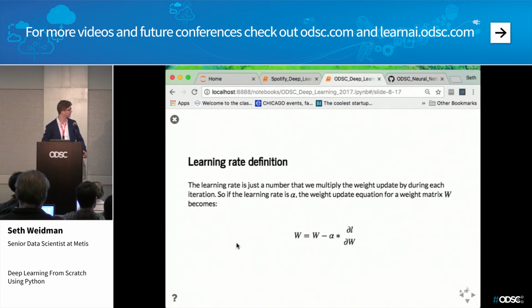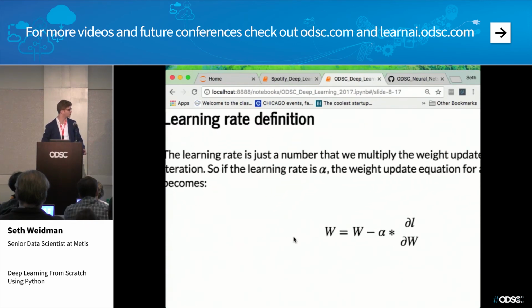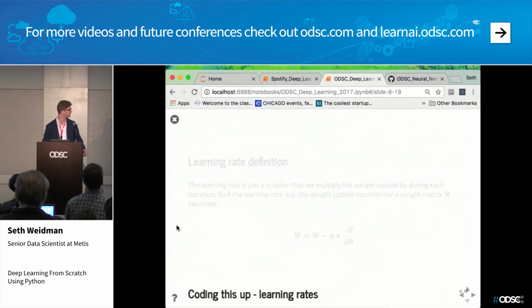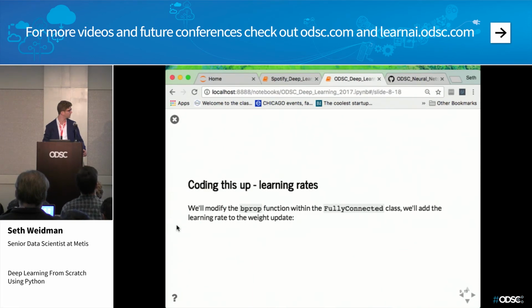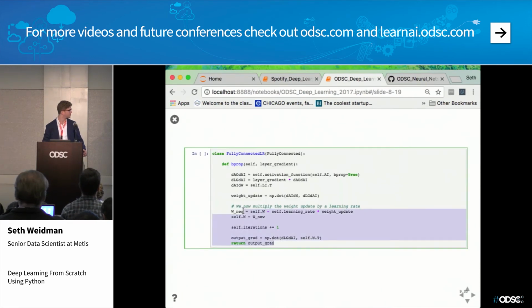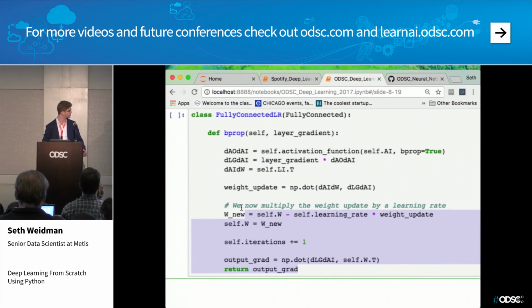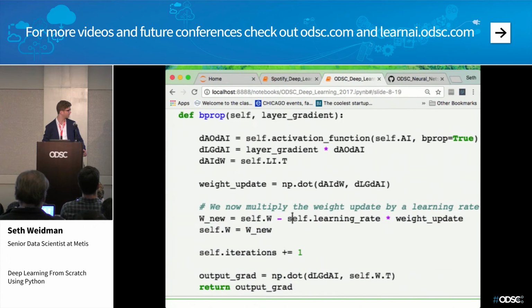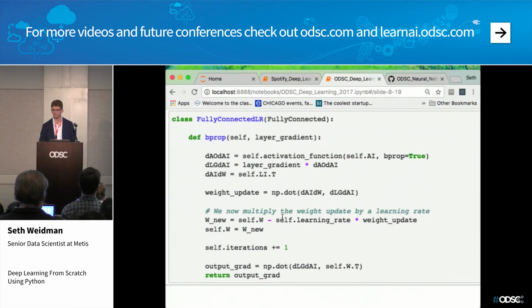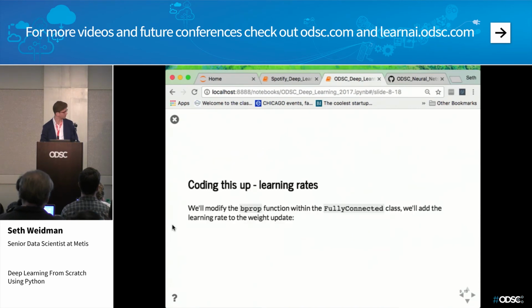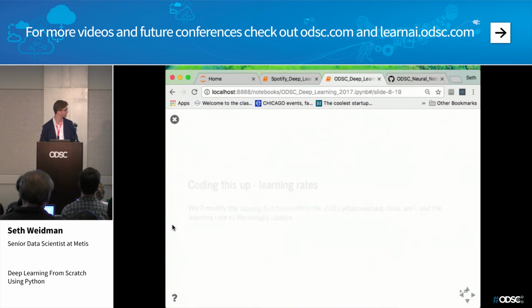All right, so the learning rate is actually really easy. It's just a number that you multiply the weight update at each step by. Coding this up, first in the actual layer itself, we just multiply the weight update by a learning rate. That's easy. I think I might have skipped one. Let me go back real quick. No, I don't think I did.